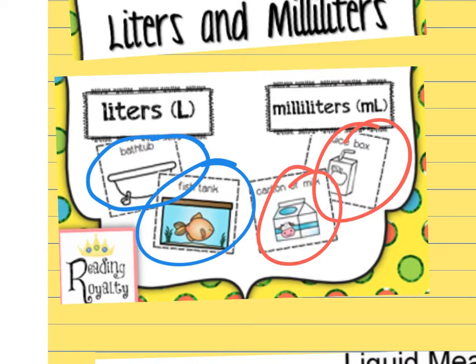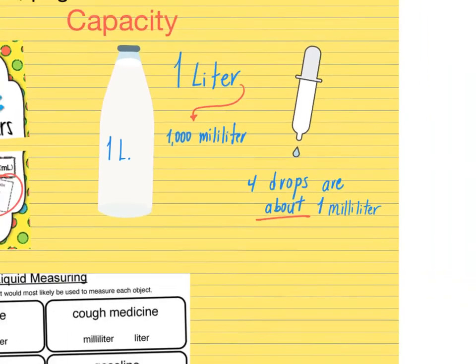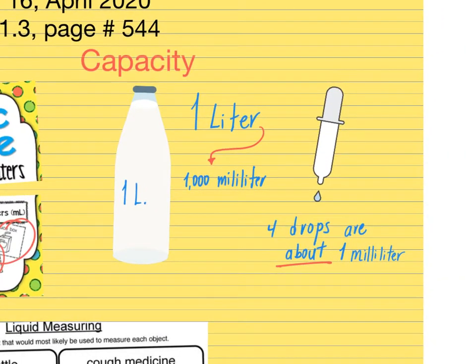Okay, with that idea in mind, I have to explain something else about liters and milliliters. Well, how much is a liter? It's about a bottle of milk, just like this one, or a bottle of soda. But then how much is a milliliter? Well, first let me tell you that 1 liter equals 1,000 milliliters, right?